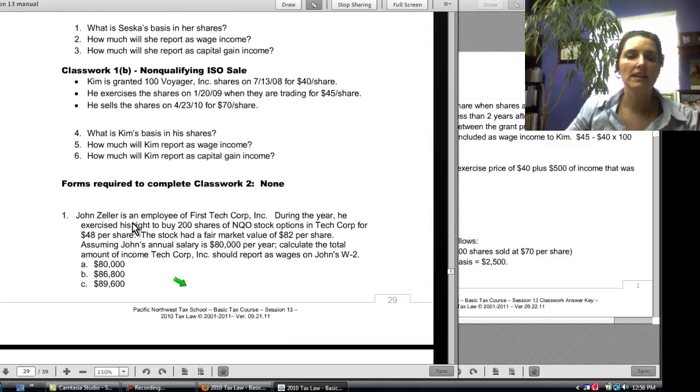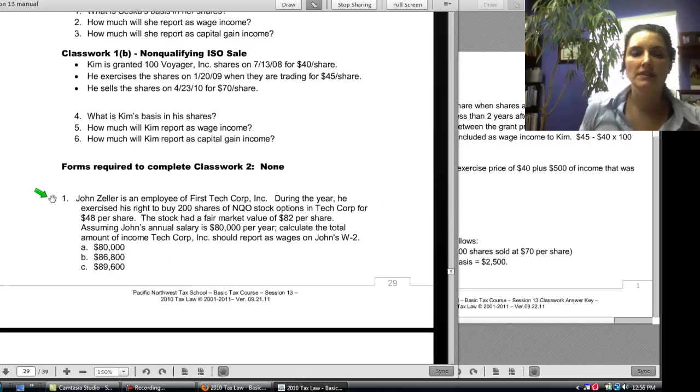Let's take a look next at classwork assignment number 2. And number 2 is a variety of different problems we've asked you to figure your way through and select the correct answer. John Zeller is an employee of First Tech Corp. Inc., and during the year he exercised his right to buy 200 shares of non-qualified stock options in Tech Corp. for $48 per share. The stock had a fair market value of $82 a share at that time. Assuming John's annual salary is $80,000 for the year, calculate the total amount of income Tech Corp. Inc. should report as wages on John's W-2. Well, I'm going to help you figure problem number 1, and then I'm going to leave you on your own to do the rest of classwork assignment number 2.